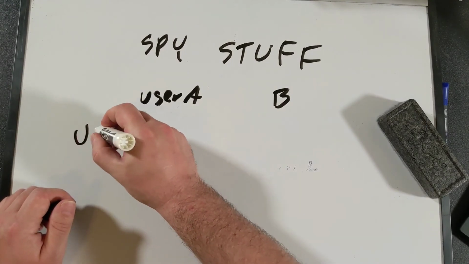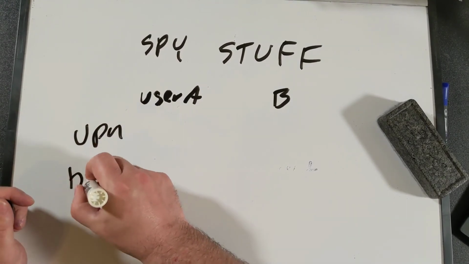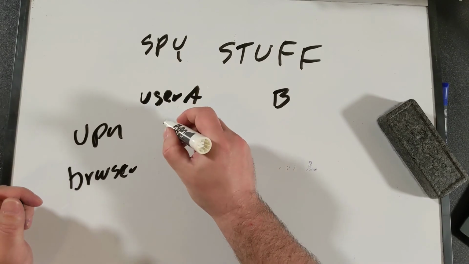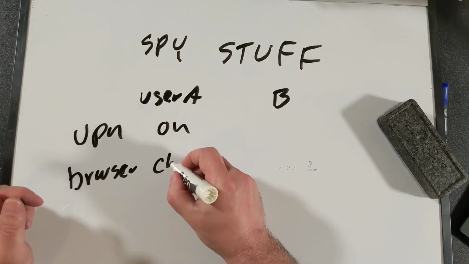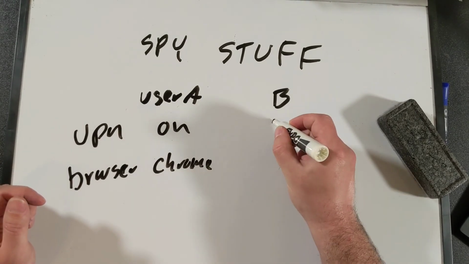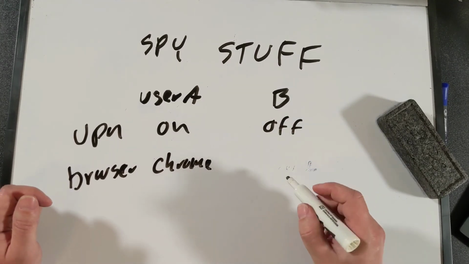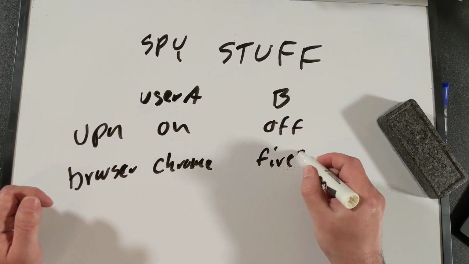We're going to have the VPN, and we're going to have a browser. So VPN is going to be on for user A, and you're going to use Chrome. And then the VPN is going to be off when you're trying to be user B, and you're going to use Firefox.